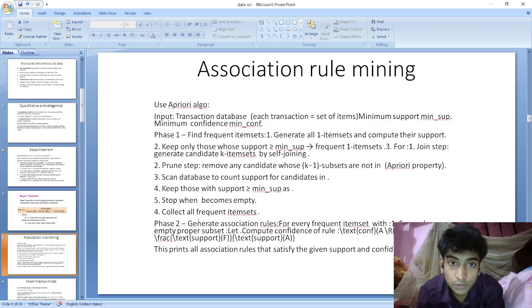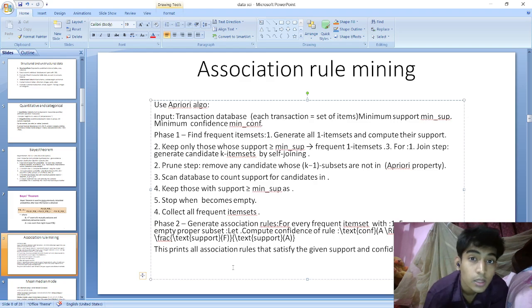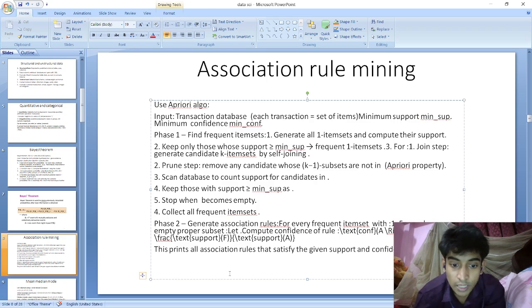Now after this we will have found all frequent item sets. Based on those frequent item sets, we will generate association rules. For every frequent item set, and for each non-empty proper subset, we compute the confidence of the rule, right? Once we have created the frequent item set, with the help of the confidence level, we compute the rules. For example, a rule like: if a keyboard and mouse are bought, then a laptop is also bought. So this is all done using the Apriori algorithm, market basket analysis, or frequent pattern tree, right?